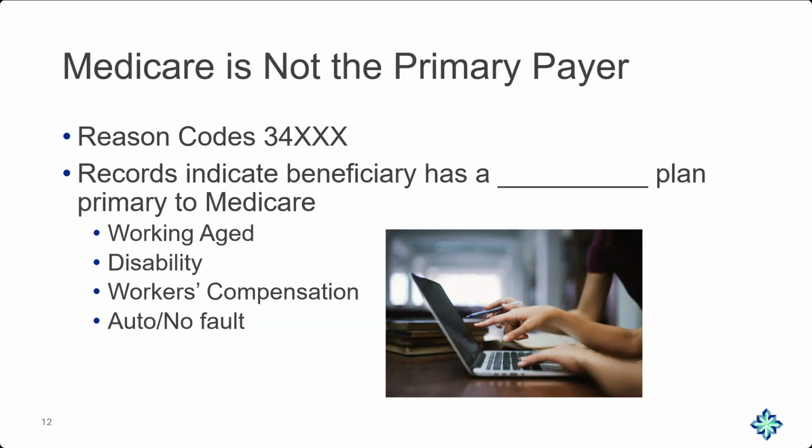And in a nutshell, that means that the records indicate that the beneficiary has an insert type of insurance plan primary to Medicare. And some of the main ones are listed here. We have working age, disability, workers' compensation, and auto or no fault. The steps that you have to take to investigate and correct, whether it be the claim that's incorrect or the patient's records that need to be updated, are going to be very similar.